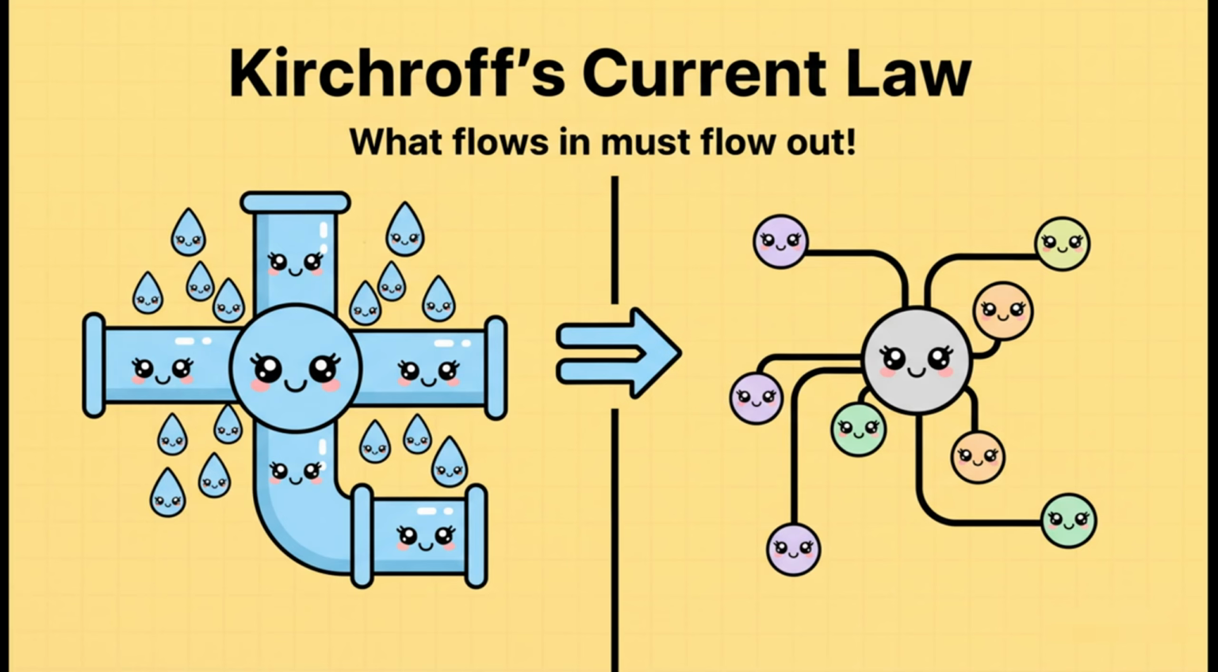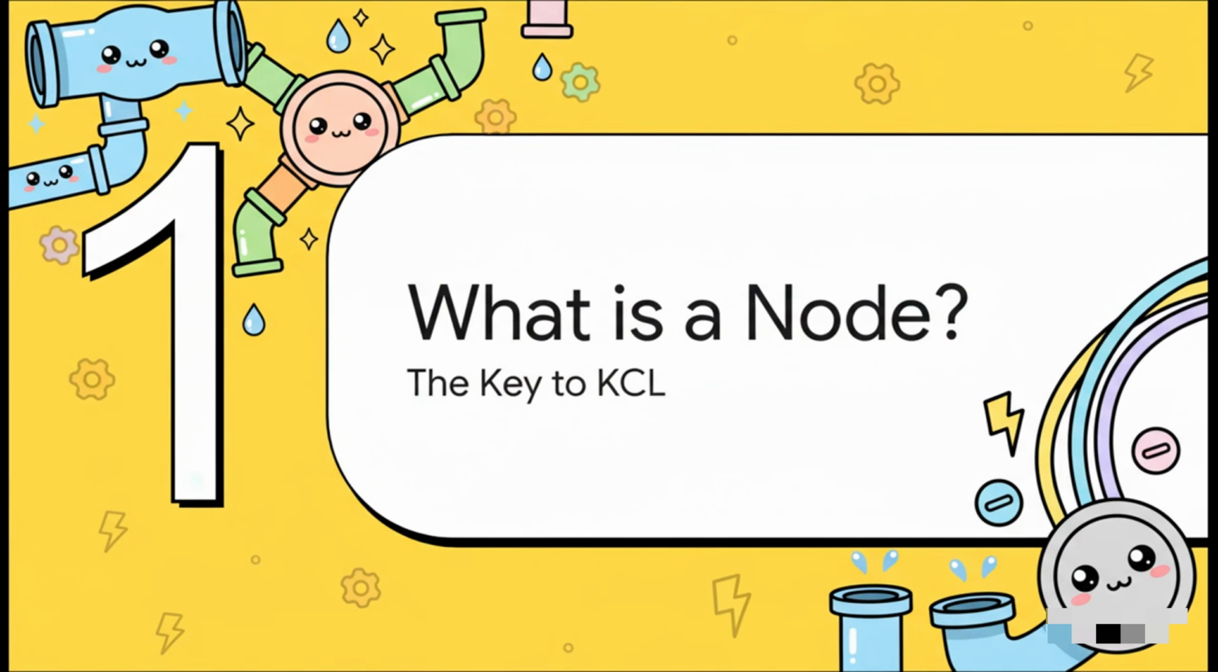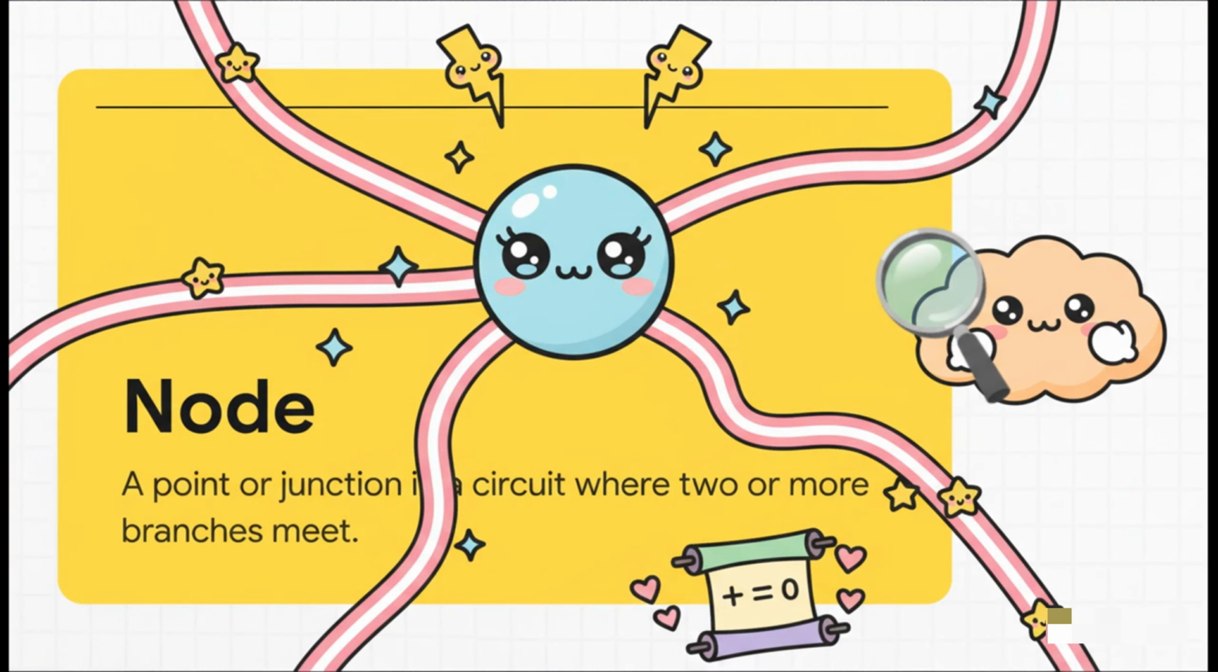It's really that simple. So before we put the official name on this law, we need to get one little piece of terminology down. In our water example, we kept calling it a junction, while in electronics, we have a specific word for that. That junction point is called a node. Yep, that's the word. It's just a meeting point, a spot in a circuit where a few different paths or branches come together. You can think of it as a crossroads for current, and it's the most important location for what we're about to do.